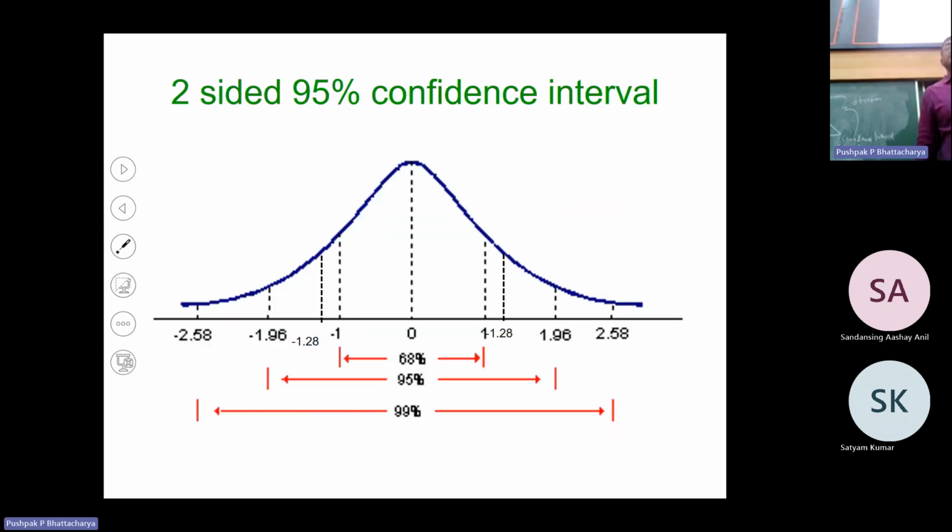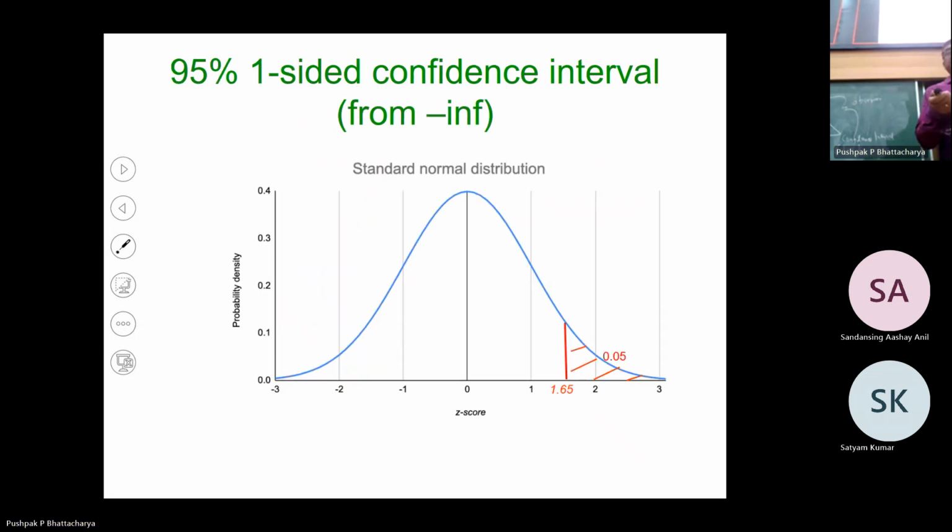Okay. So this diagram is very useful to us, which shows the confidence intervals and the Z critical values with respect to that. Minus 2.58, plus 2.58, minus 1.96, plus 1.96, and minus 1 and plus 1.